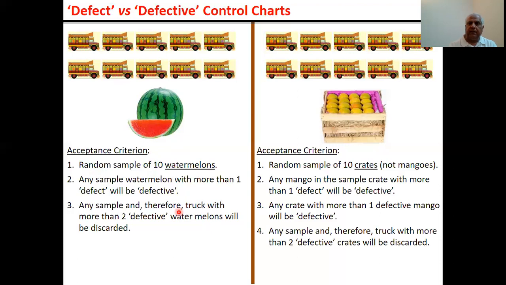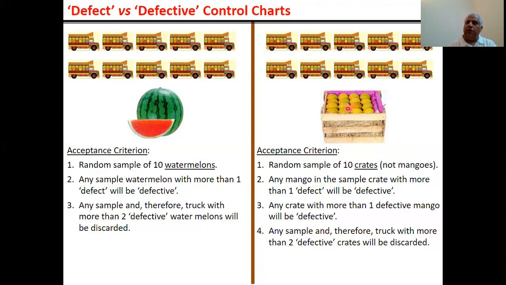On the other side, obviously you cannot carry out acceptance sampling like the watermelons. What you can do is, instead of 10 watermelons, you can pick up a random sample of 10 crates. 10 crates of mangoes, but not mangoes themselves. Not 10 mangoes, but 10 crates of mangoes.